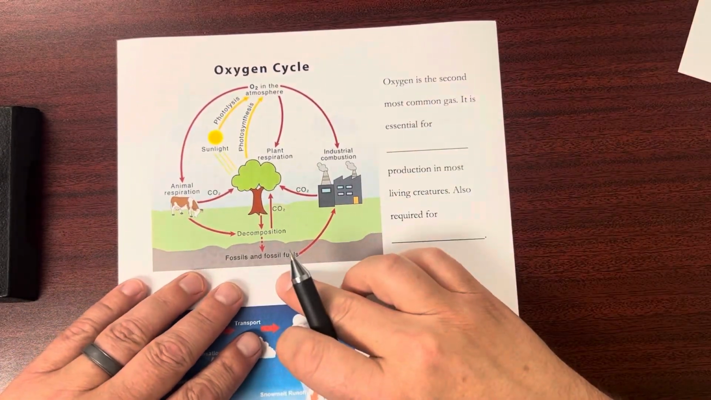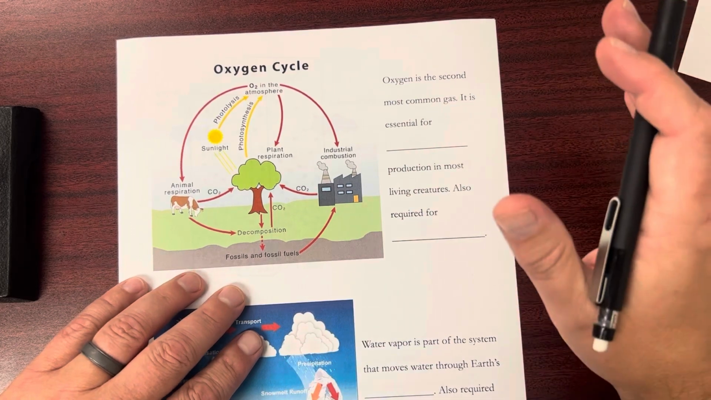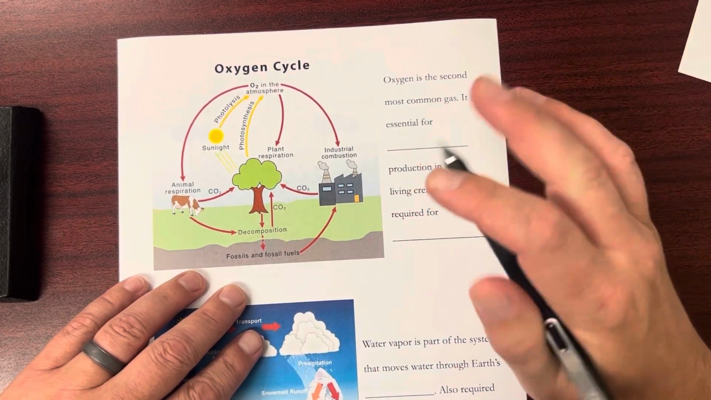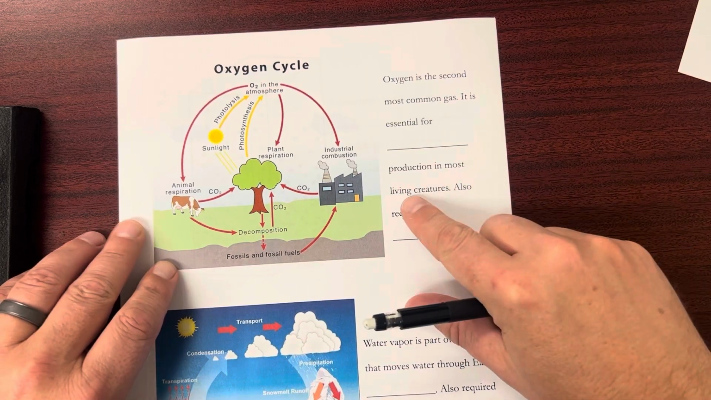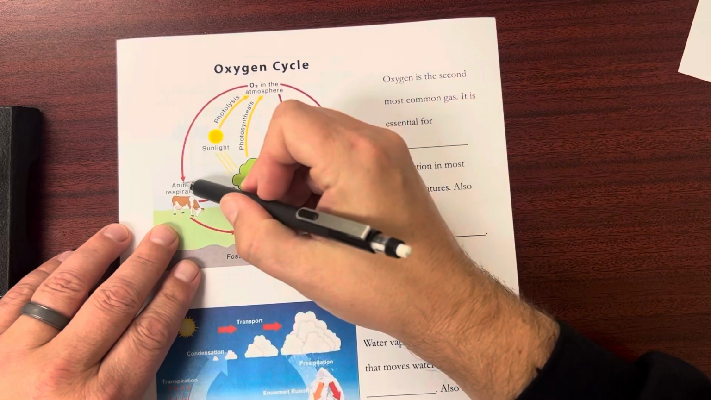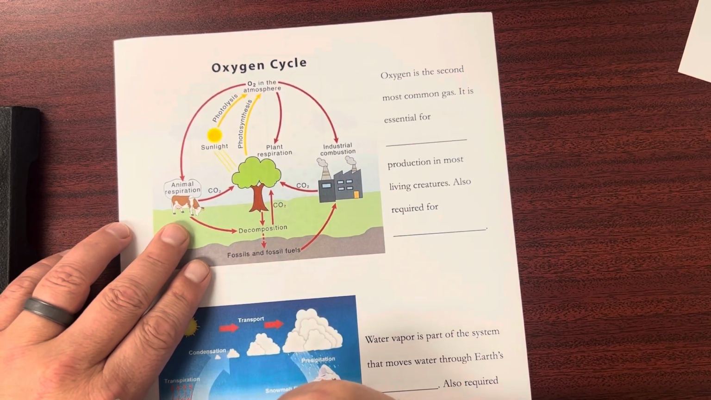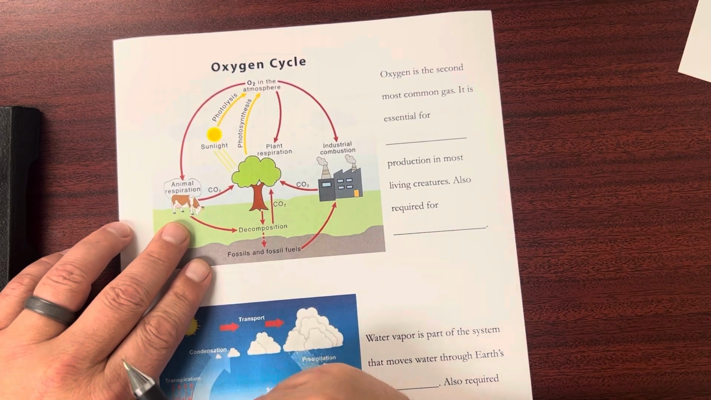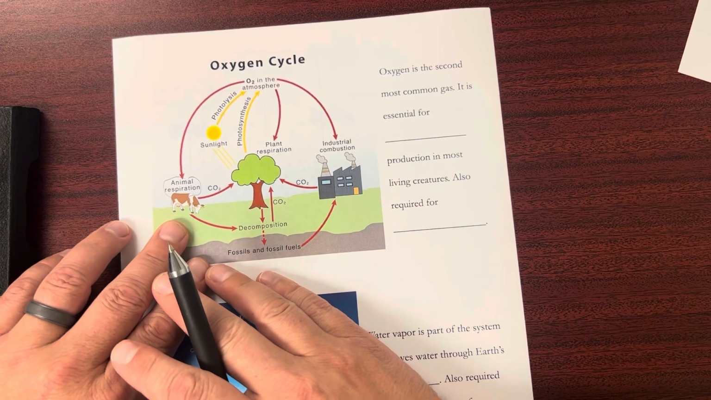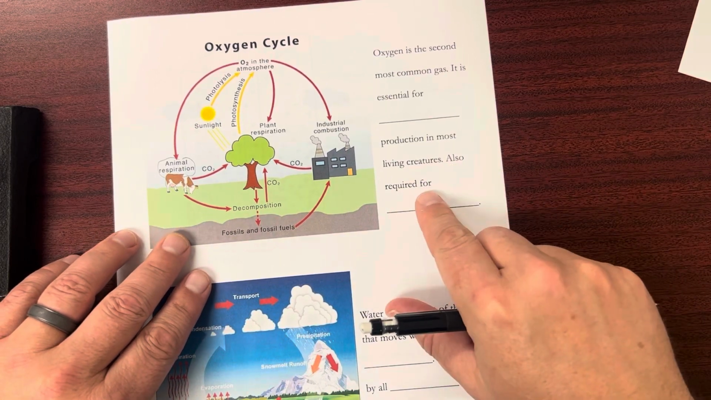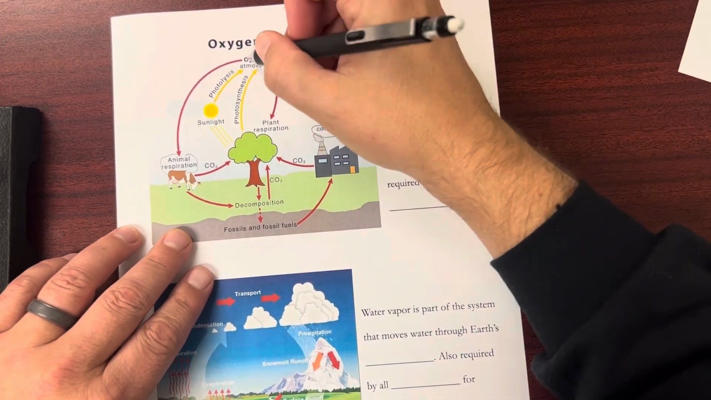Next, we find oxygen. It's the second most common gas. Oxygen is at about 22%. It varies, but about 22% of the atmosphere. It is essential for energy production in most living creatures. So we need oxygen to go through respiration. Respiration is essential for creating energy in our bodies. That's through cellular respiration and the electron transport chain, but it's essential for almost every living creature. Also required for combustion. So if we want to burn anything, any normal types of combustion require oxygen.